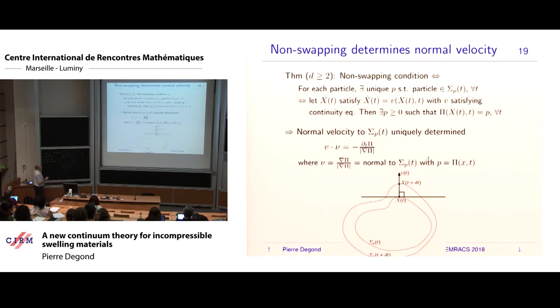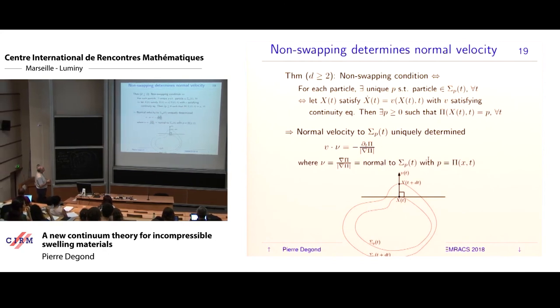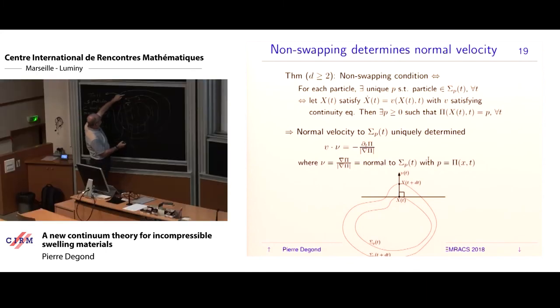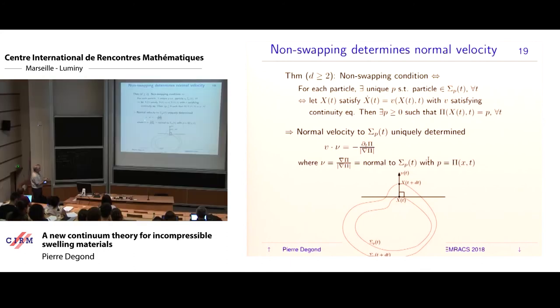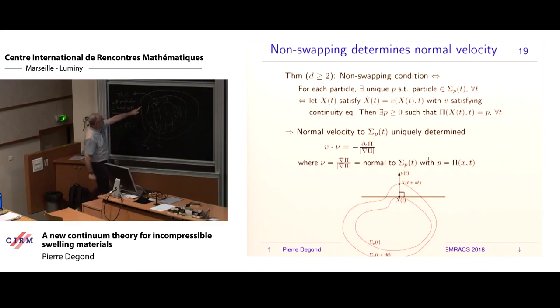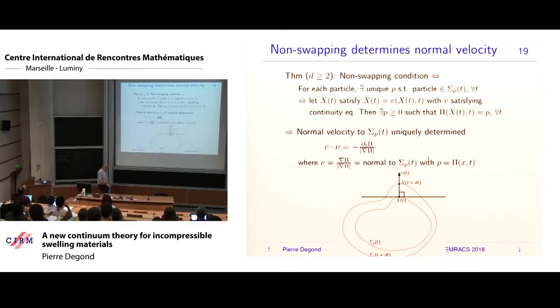Okay, so in dimension two, basically the non-swapping condition is equivalent to saying that when you follow a particle in its trajectory, the function pi is constant, right? So as this particle evolves, the number of particles that are enclosed in this level set is constant, and that provides a condition on the normal velocity of this particle to the level set. So nu here is the normal vector to the level set.